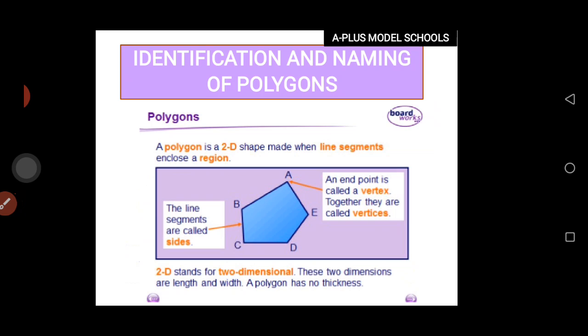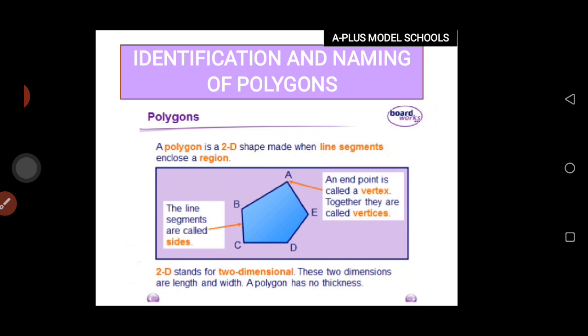Now let's move to identification and naming of polygons. When we are talking of polygons, polygons deal with the number of sides. The number of sides will determine the type of shape that you call it. You can only use the number of sides to name such a shape. A polygon is a 2D shape, which is the same thing as a two-dimensional shape, which are plane shapes, made when line segments enclose a region, that is, when a shape is being enclosed or bounded by lines.